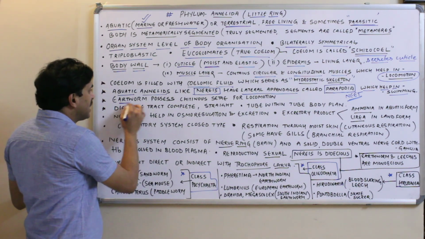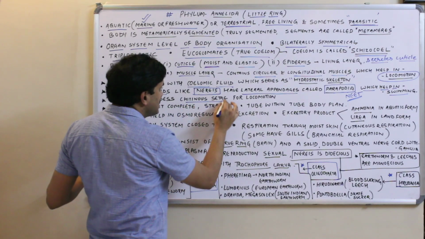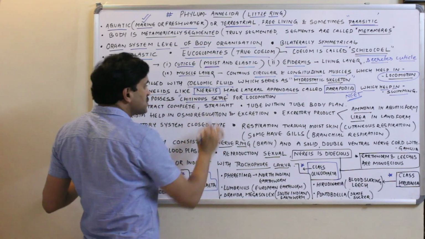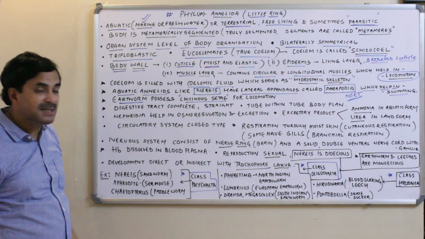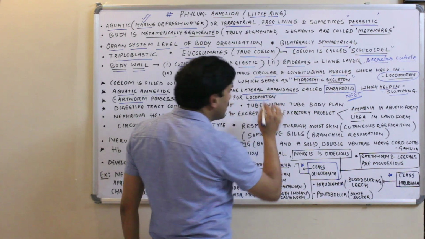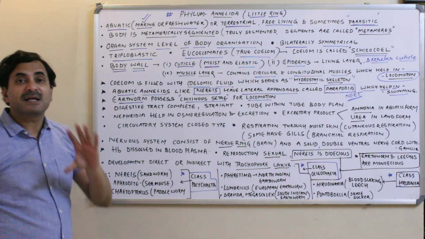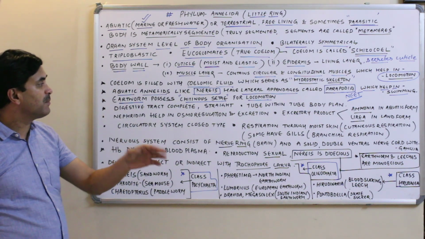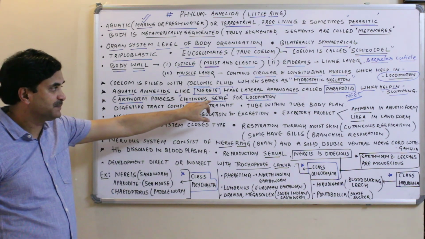But the earthworm possesses chitinous setae. Remember this, it is also important. The earthworm possesses chitinous setae, and these setae help in locomotion. So if the question is asked that locomotion in the earthworm occurs with the help of, you will say setae.